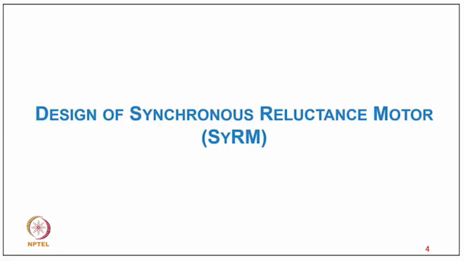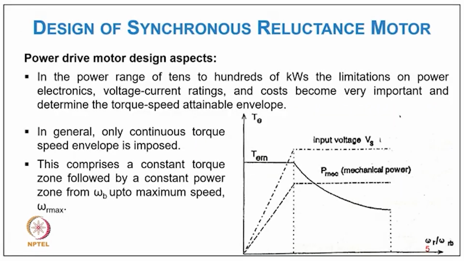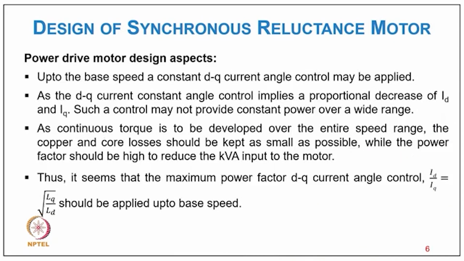So, coming to design of synchronous reluctance motor. In the power drive motor design aspect, in the power range of tens to hundreds of kilowatt, the limitations of power electronics, voltage and current ratings, and the cost become very important and determine the attainable torque speed envelope. In general, only a continuous torque speed envelope is imposed, and this comprises a constant torque zone followed by a constant power zone from omega b up to maximum speed, as shown in the diagram.